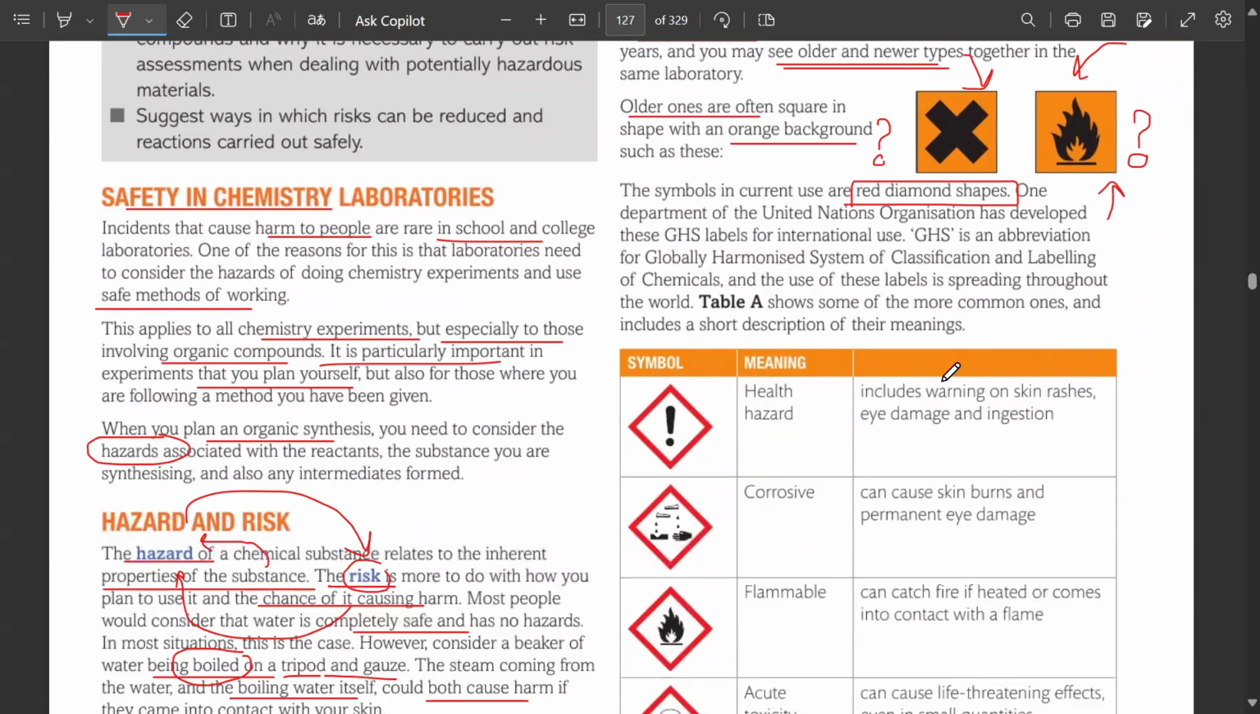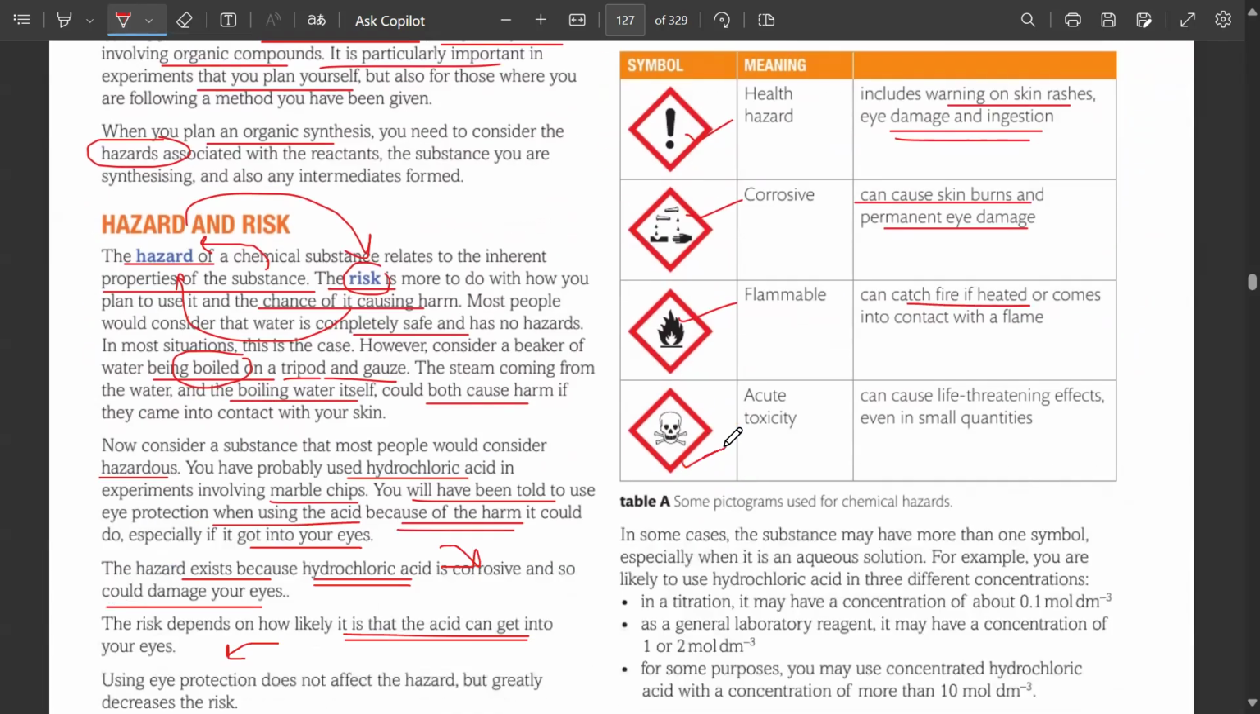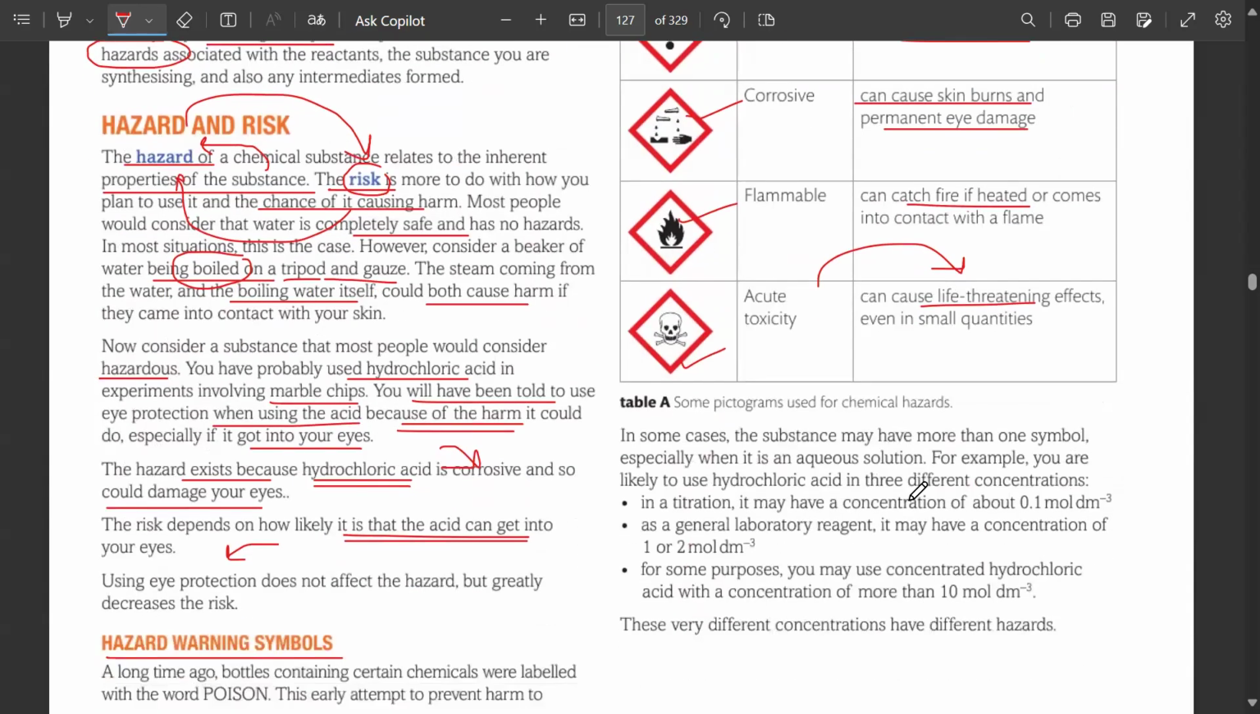Now, the new system that is used is the Globally Harmonized System of Classification and Labelling of Chemicals, known as GHS. This is the new system indicating health hazards, including warnings on skin rashes, eye damage, ingestion, what is corrosive that can cause skin burns and permanent eye damage, flammability, something that can catch fire if you're in contact, and acute toxicity, which can also prolong to life-threatening effects even if used in small quantities. In some cases, the substance may have more than one symbol. What would that indicate?